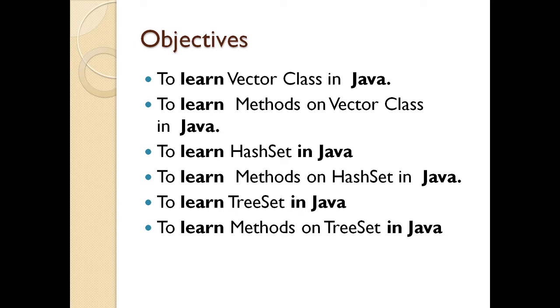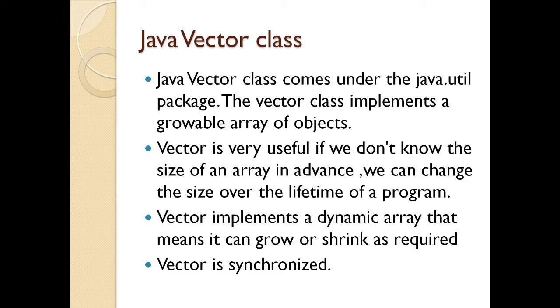To begin with, we will start with vector class. Java vector class comes under the package java.util. The vector class implements a growable array of objects. Vector is very useful if we don't know the size of an array in advance. We can change the size over the lifetime. That means the array size or the vector size can be changed dynamically during the lifetime of the program. Vector implements a dynamic array, that means it can grow or shrink as required.